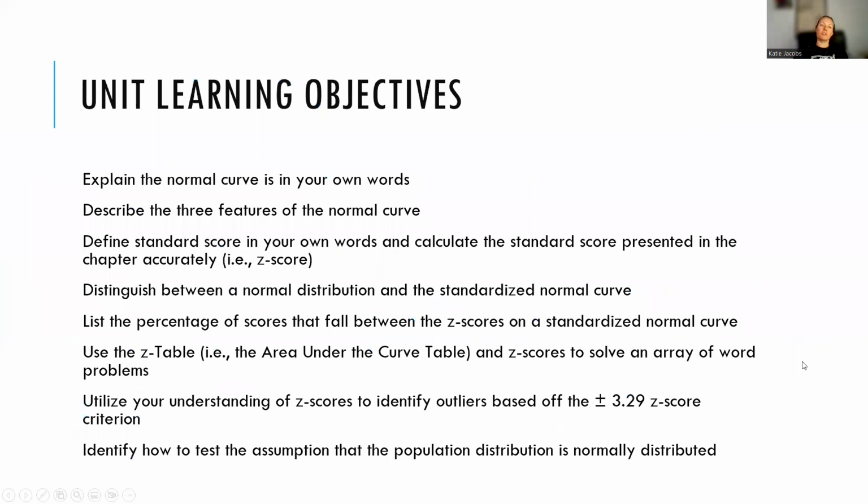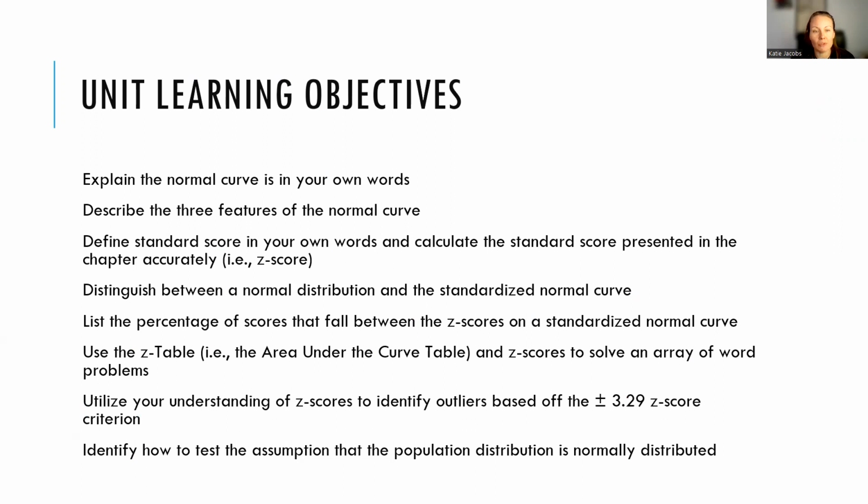All right, so this week we have some unit learning objectives, and these are things that I want you to be able to do before you're out of this unit. I want you to be able to explain what the normal curve is in your own words. I want you to be able to describe the three major features of normal curves. I want you to be able to define standard score in your own words and calculate a standard score presented in the chapter accurately. So we're going to learn about the z-scores.